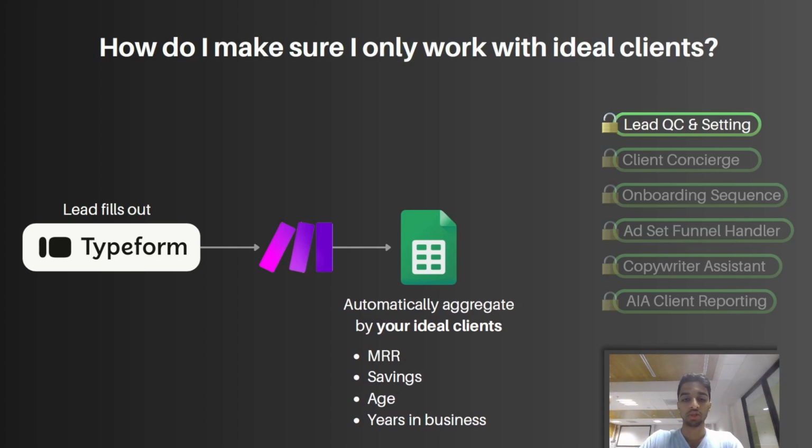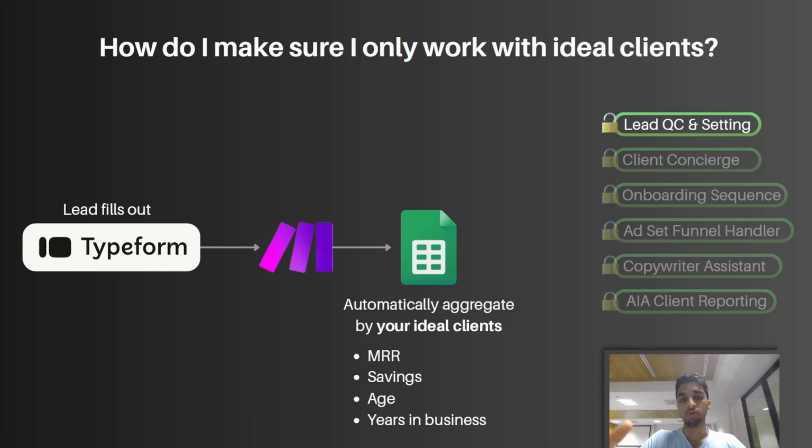Now, the whole question that we're trying to answer with this lead qualification system is how do I make sure that I work with only the type of clients that I want to work with and the most ideal clients? The cool thing about the system is that it automatically takes care of that and presents you with only the highest quality of leads. You can aggregate by the monthly recurring revenue, the amount in savings that the person may have, and also you can sort based on age.